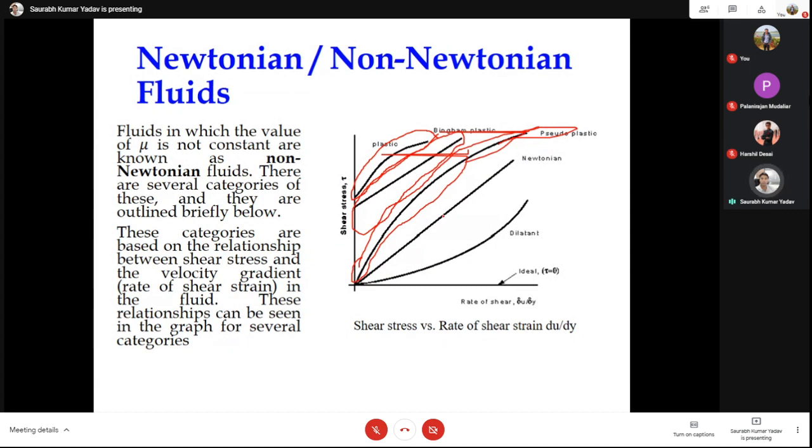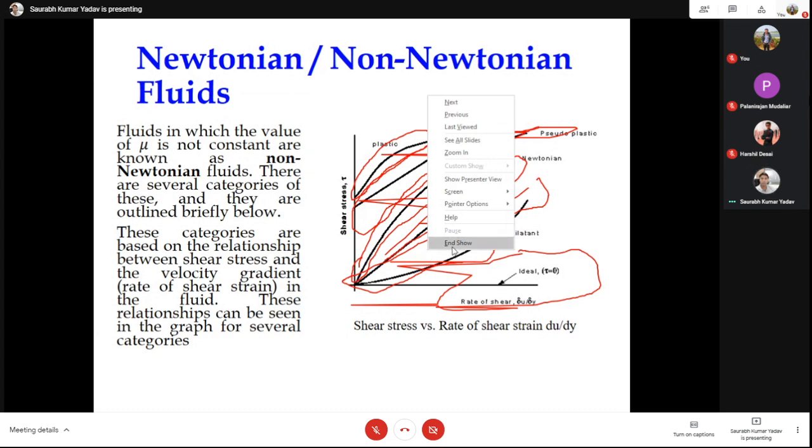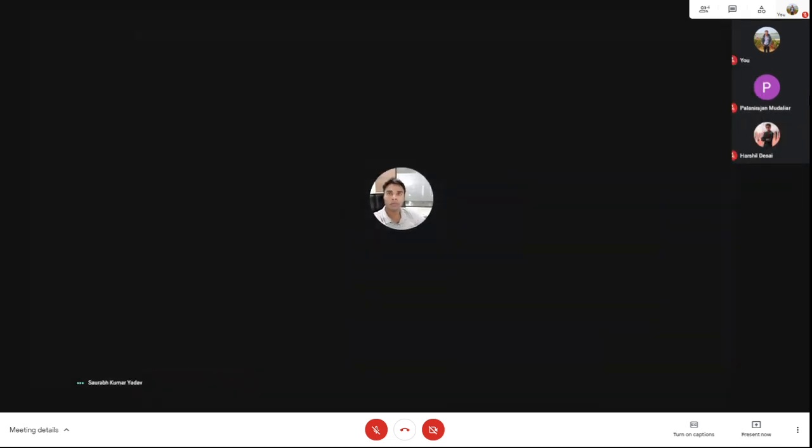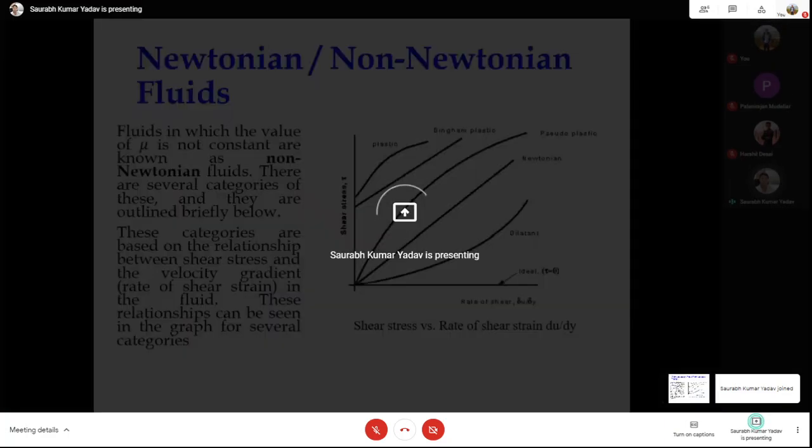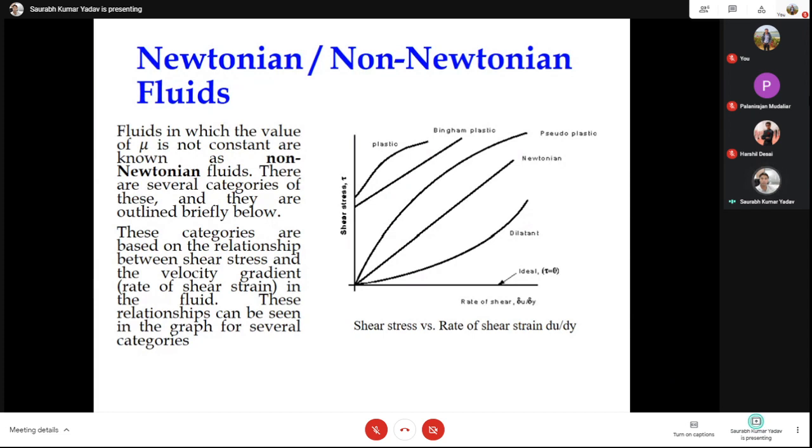Newtonian, like water: in most cases we consider water as a Newtonian fluid, but it is not strictly Newtonian. And most important, this one is the dilatant, and this one is the ideal fluid. Generally we consider that this one is the ideal fluid and this one is a non-Newtonian fluid. But in general, no lubricant is an ideal fluid, and no lubricant is completely Newtonian. So they follow non-Newtonian behavior.